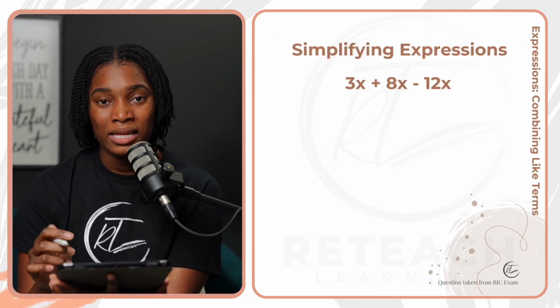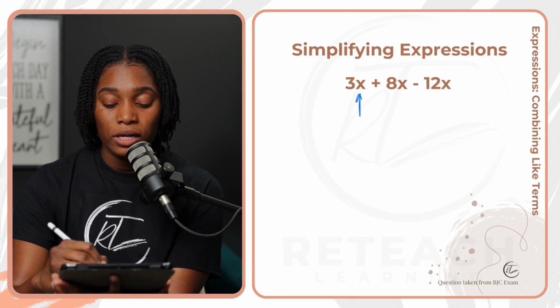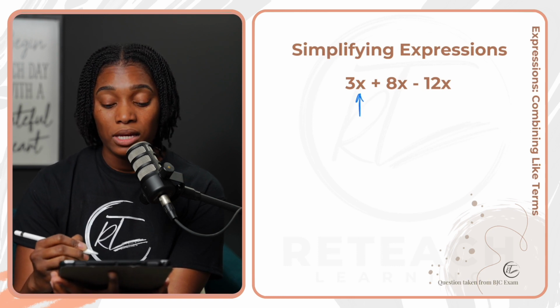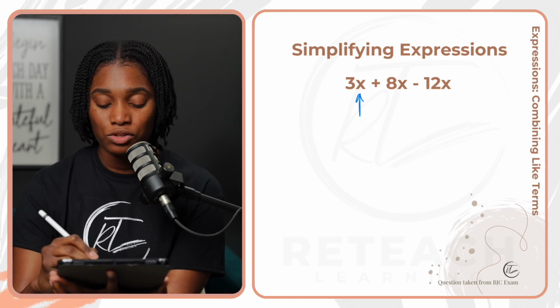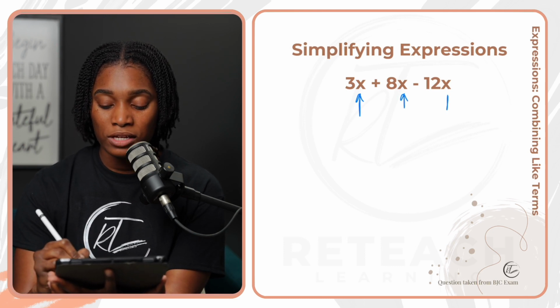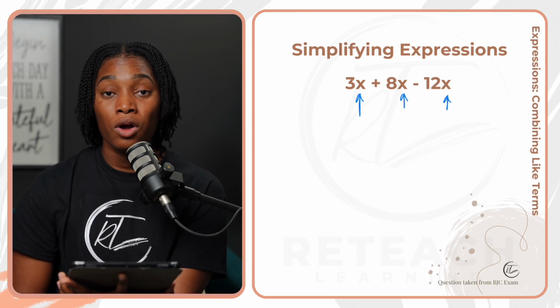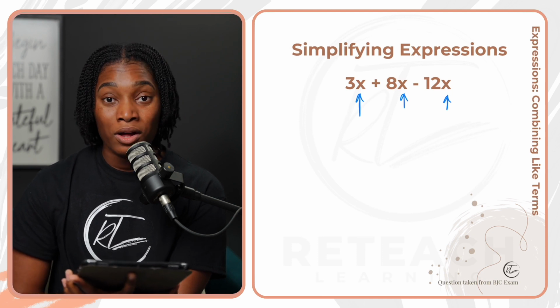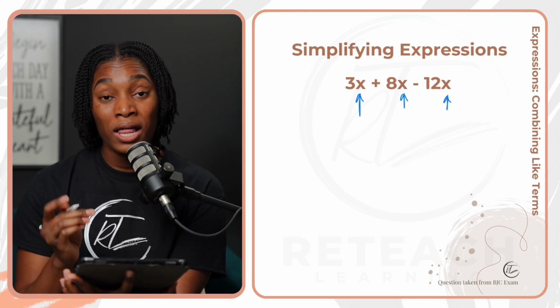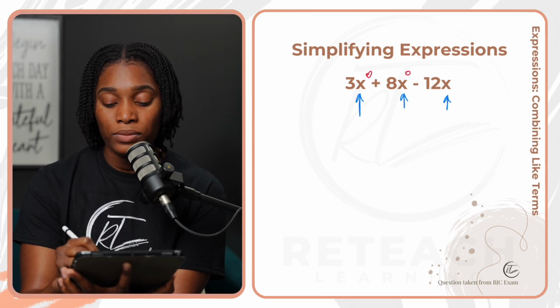But with that being said, let's see if these are like terms. Well, the variable here in this term, the 3x, the variable is X. Okay. Are there any more X's? Well, the answer is yeah, I have an X here and I have an X here. All right, now pay attention to this for a second. So if they all have the same variable, are they all alike?